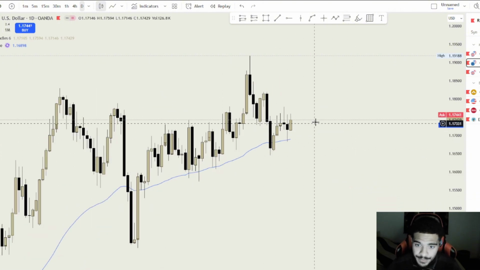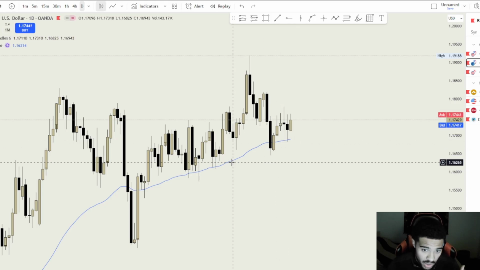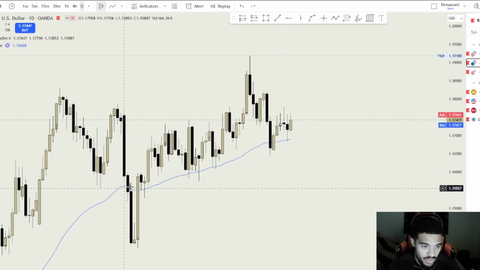But at the moment, daily time frame, I am bearish. I just like to see price underneath the EMA. As you can see, it's rejected off the EMA multiple times.